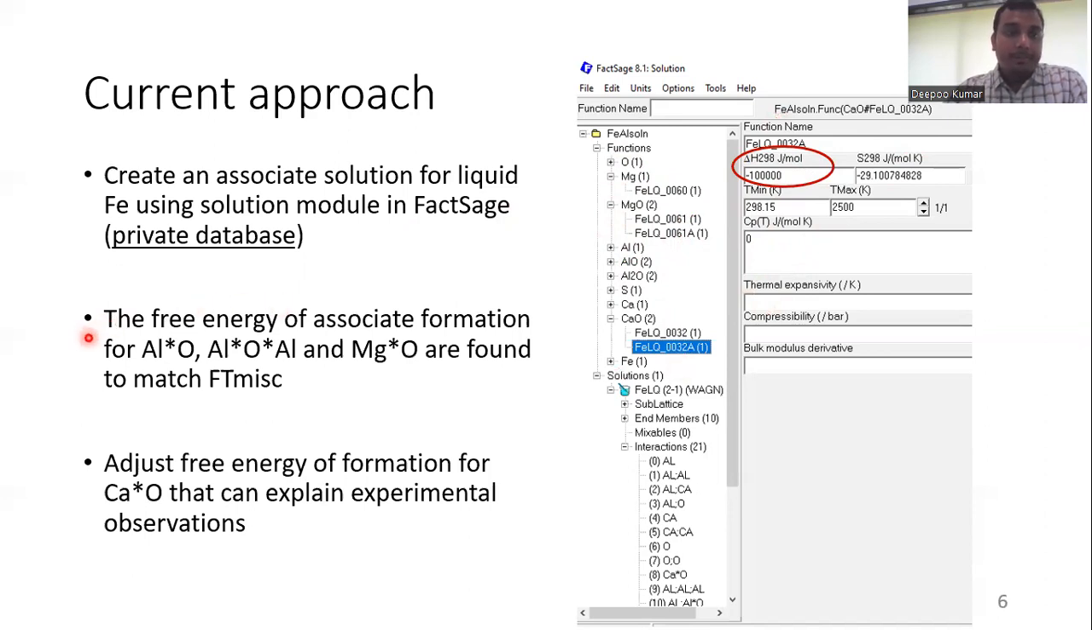So the one challenge that we had was to reproduce FTmisc. Since our focus is on calcium, we wanted our model or database to predict or have similar behavior for the Fe-Al-O and Fe-Mg-O systems. So there was some trial and error to find the value of free energy for associate formation for AlO, Al2O, and MgO, so that it gives the same result as FTmisc. And then the CaO excess free energy shown here is adjusted to find some reasonable value that can explain some experimental observations. This is ongoing work, so I'm going to present some preliminary results.